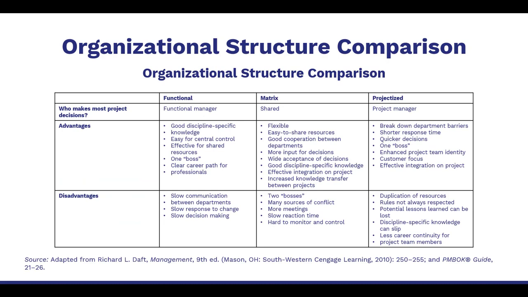This is just a matrix of the organization structure comparison between functional, matrix, and projectized. This gives you a summary of the advantages and disadvantages of each type of organization. Not going to go through all this. We just went over most of this in the previous slides. Let's take a look at it and review.